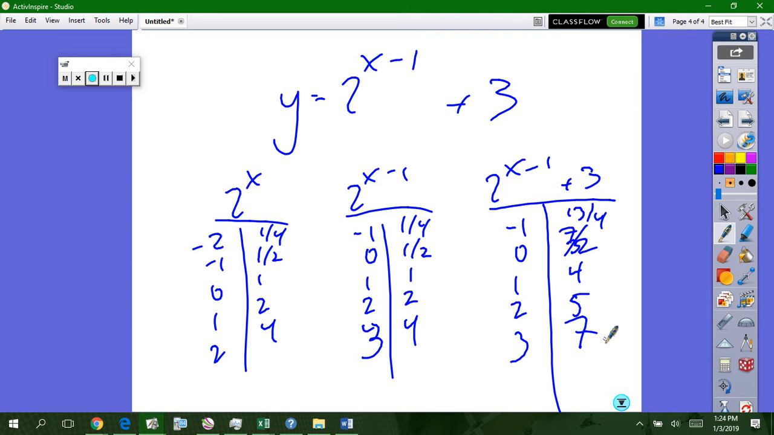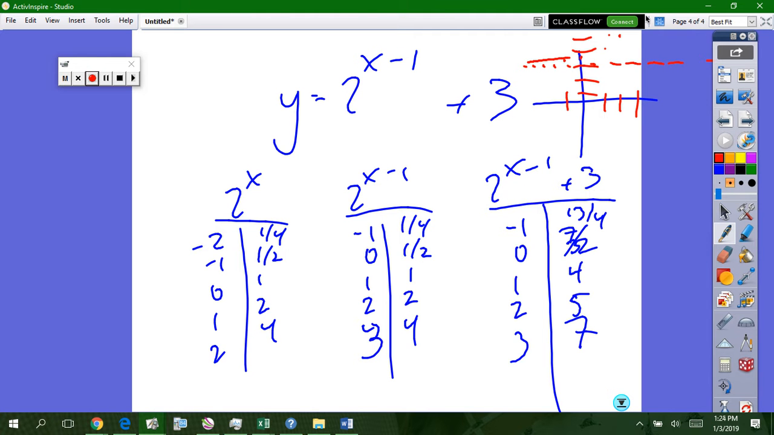Any questions there? So graph that. Notice what I do is now I put a line at 3. Once again, I can't cross that. I can't go below that. That's my asymptote, right? Does that make sense to everybody? So therefore, negative 1 and 13/4, which is just right above it, then 7/2, 4, 5, and 7 up there, which I can't get through. With me? Any questions?